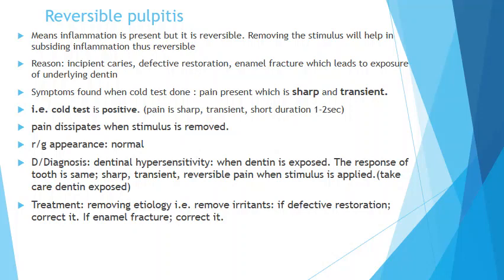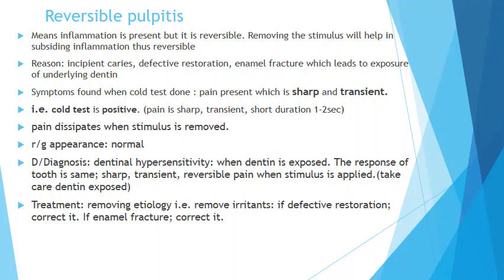Okay, so let's read what it says. It means inflammation is present but it is reversible. So removing the stimulus will help in subsiding inflammation, so it is called reversible. Now, what are the reasons for this reversible pulpitis? In caries, defective restoration can be one of the reasons. Enamel fracture, which leads to exposure of underlying dentin, can also be a reason for reversible pulpitis.